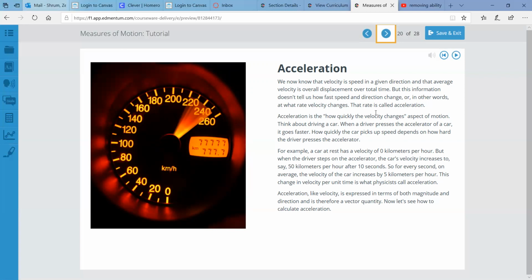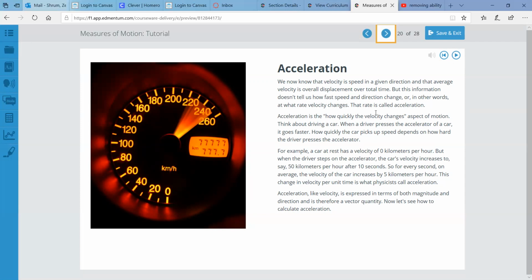So when you're driving a car, if you press the accelerator, it goes faster. And how quickly the car picks up speed depends on how hard the driver presses the accelerator and what type of car it is too. So a car at rest has a velocity of 0 kilometers per hour. But when the driver steps on the accelerator, the car's velocity increases to 50 kilometers per hour after 10 seconds. So for every second, on average, the velocity of the car increases by 5 kilometers per hour.